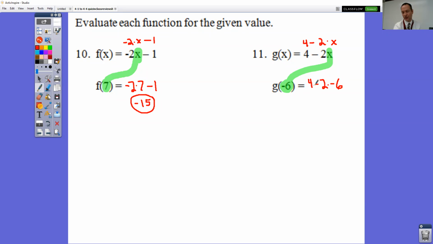In the second question, 4 - 2 times -6. You could just type it right into the calculator exactly how it is. Or if you go to do it inside your head, you have to do the multiplying first. -2 times -6 is +12. 4 + 12 is +16. So all that you're doing is taking that number and subbing it in for X.